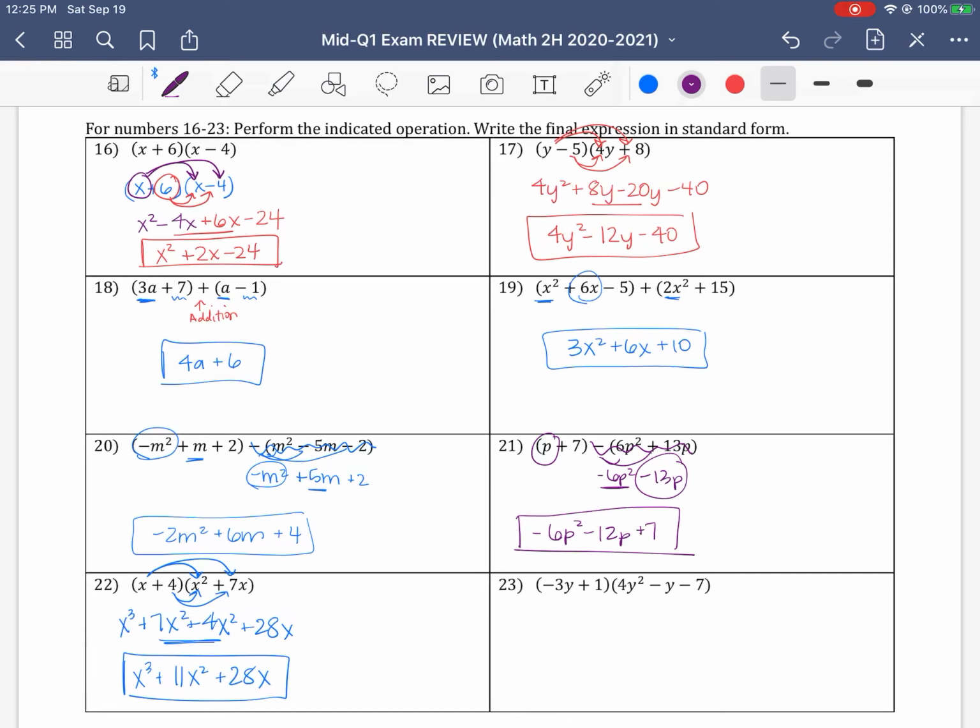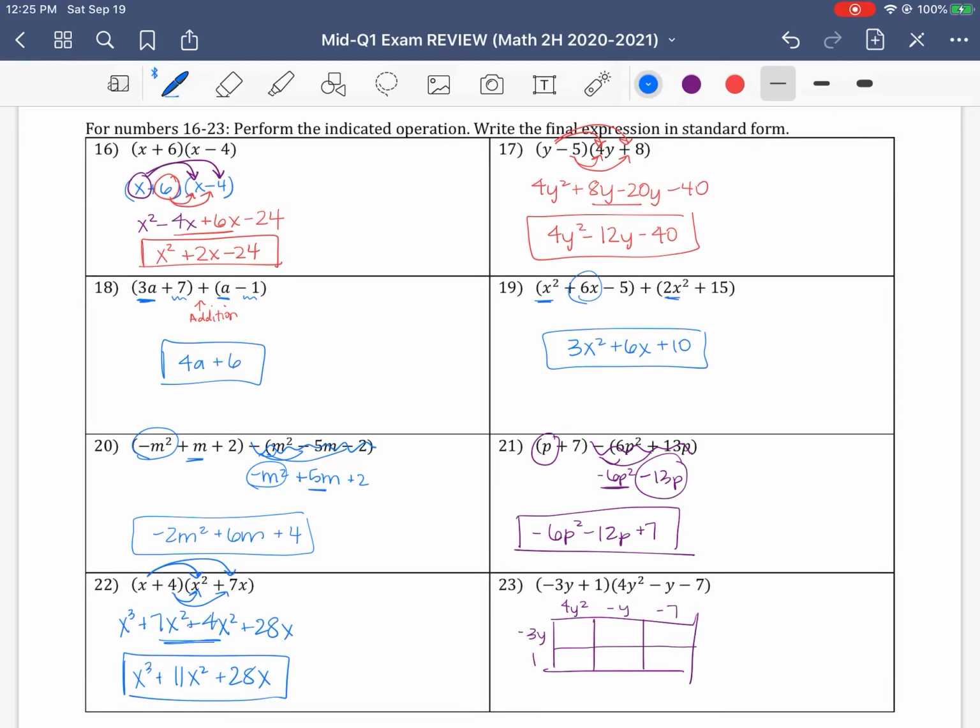Number 23, again, this is multiplication. We did talk about using the box method if you want to use the box method. We can organize it, right, in a box, and our first polynomial could go off here to the left. Each term gets its own row. And then there's 3 terms in the second polynomial, so they each get their own column. And then we multiply to fill in that box.